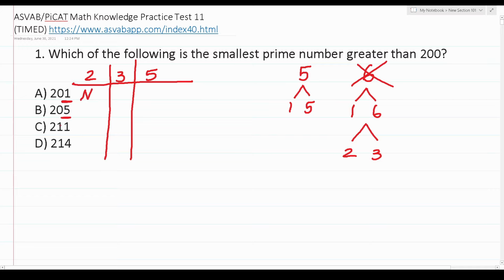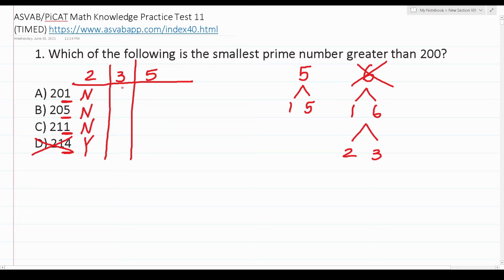5 is the last digit in 205. Since it's odd, I know 205 is not divisible by 2. 1 right here in 211 is odd, so I know 211 is not divisible by 2. But if we look at the last answer choice, notably 214, we can see its last digit is 4. 4 is an even number, therefore I know 214 is going to be divisible by 2. And since 214 is divisible by something other than 1 and itself, it can't be prime. All right, so we use the divisibility rule for 2 to eliminate 214 as an answer choice.